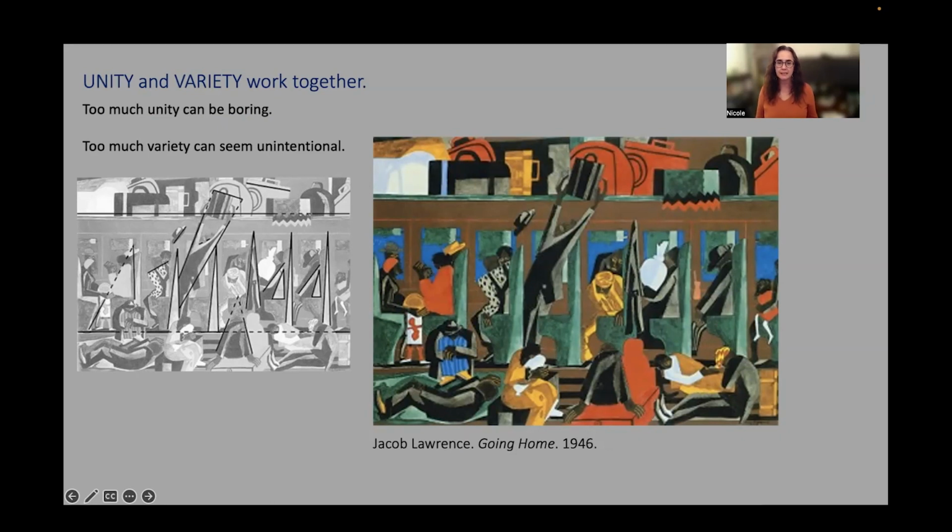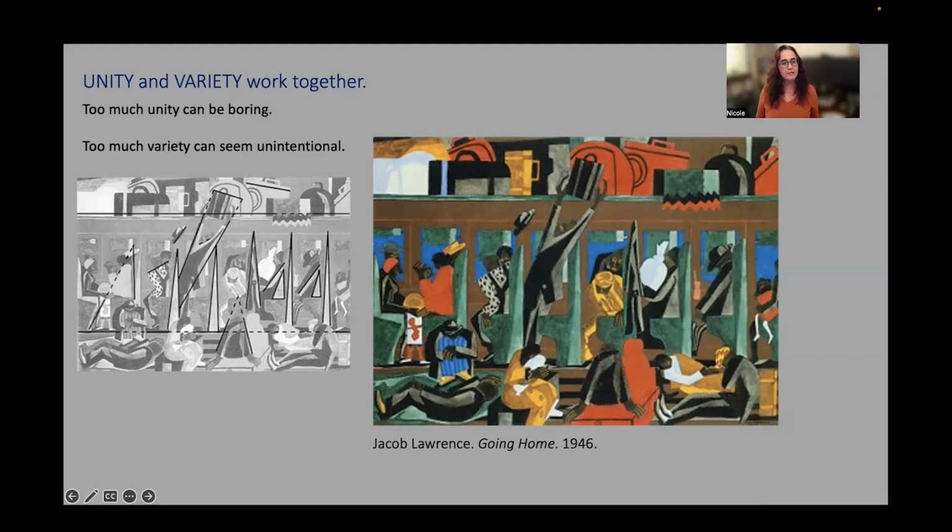In his painting, Going Home, that we're looking at here from 1946, there's a beautiful balance between unity and variety. He established what we might call visual themes, with the lines and the shapes and the colors of the train seats, as well as the figures and the luggage. And then he repeated and varied those themes.